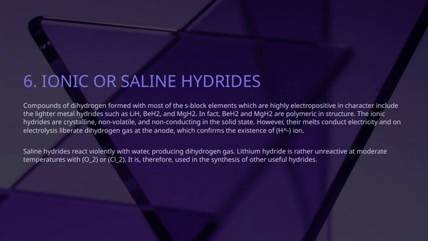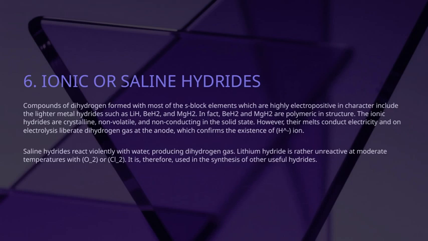Moving on to the compounds formed with most of the s-block elements, especially those that are highly electropositive, we see some fascinating structures. For example, lighter metal hydrides such as lithium hydride, beryllium hydride, and magnesium hydride. In fact, BeH2 and MgH2 are not just simple molecules, they are polymeric, meaning they form extended network structures rather than discrete molecules.